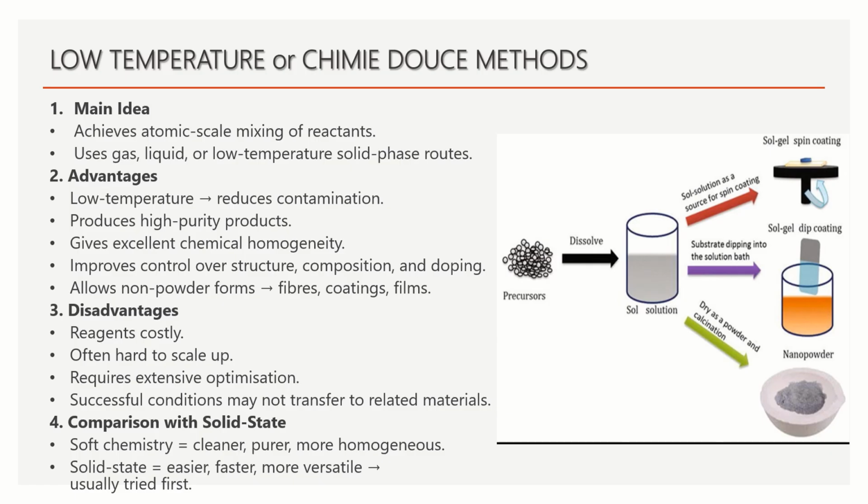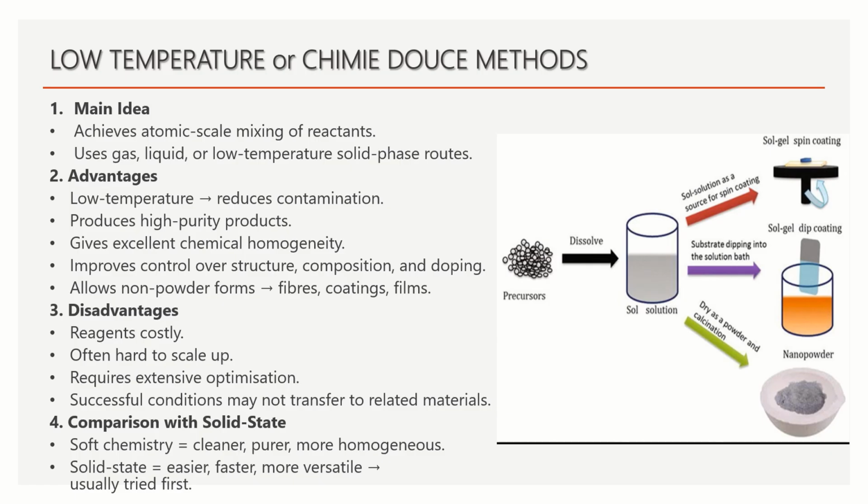These soft chemistry routes have several advantages, including greater purity. Because we avoid long high temperature heating, there is less contamination from the furnace or container. Excellent chemical homogeneity, that is, all the atoms are mixed very uniformly, and this improves the material properties and helps us understand how structure, dopants, and composition affect behavior. Also, different shapes are possible with this method: we can make fibers, films, coatings, and not just powders.